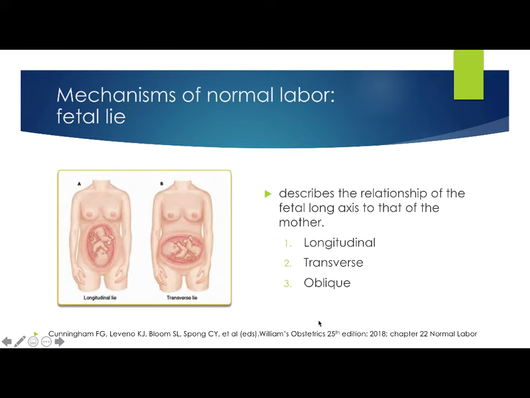In 99% of labors at term, the fetal lie is actually longitudinal. The transverse lie is less frequent, and the predisposing factors for transverse lie include multiparity, placenta previa, hydramnios, and uterine anomalies. Occasionally, the fetal and maternal axis may cross at a 45-degree angle, forming the oblique lie.